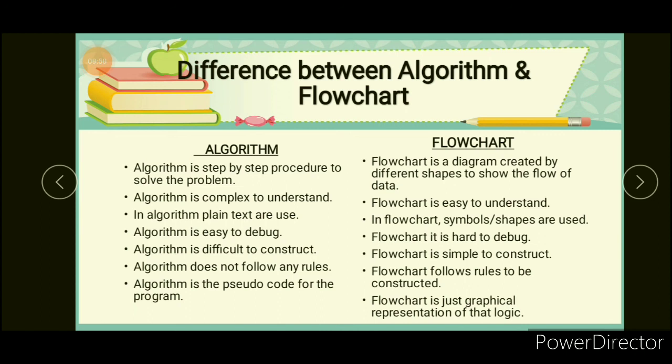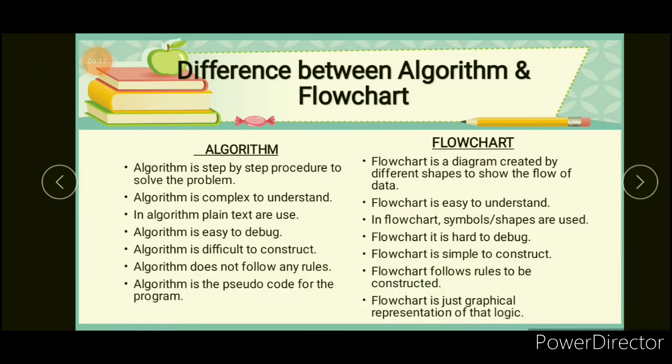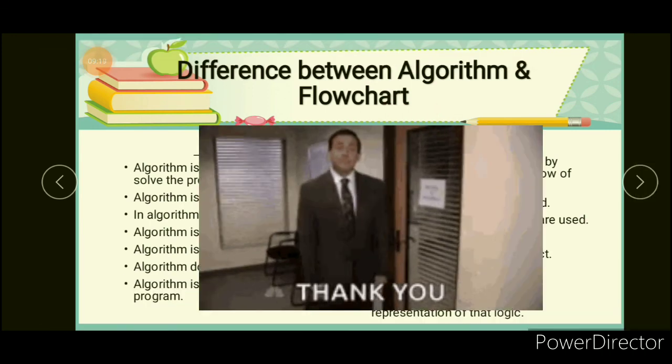So friends, at the end, the main goal of this chapter was: algorithm is simply writing your solution step by step, and flowchart means creating a diagram of your algorithm. That's it.